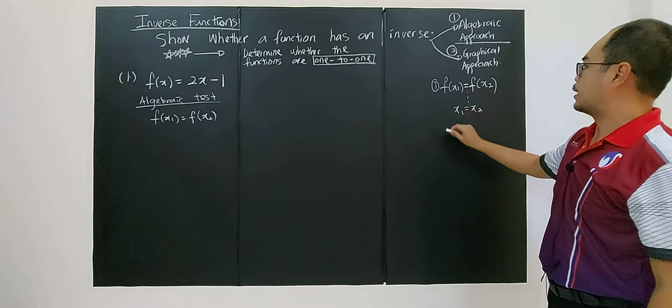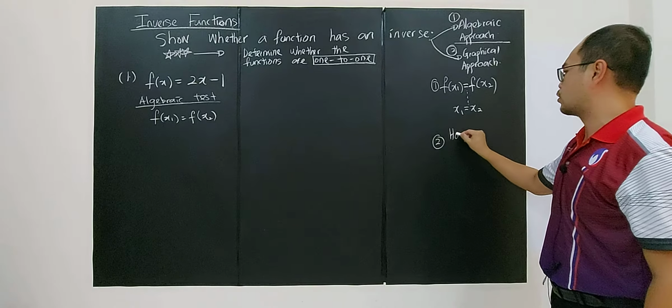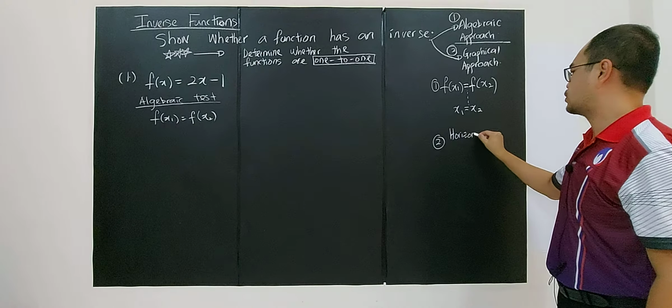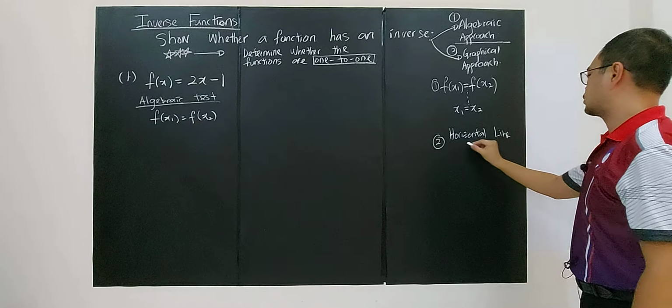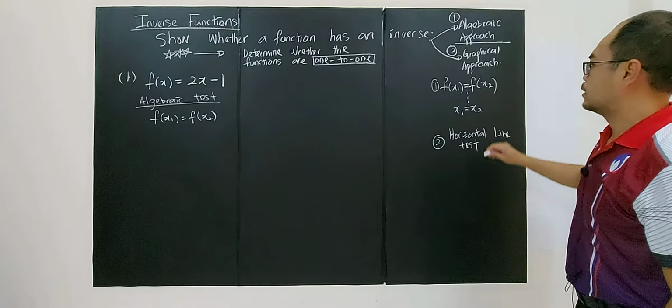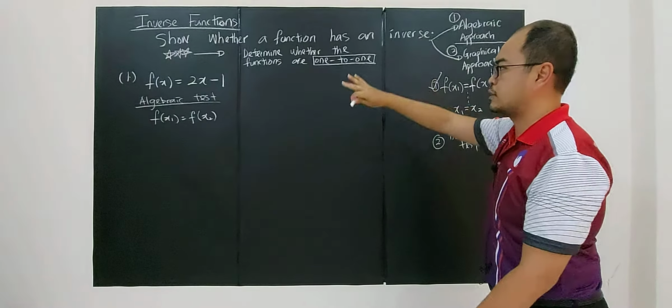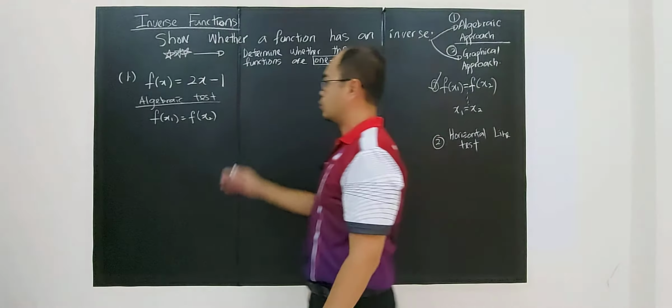For the graphical approach, we talk about the horizontal line test, which I will tell you about later. In this question, I'm going to do two approaches for you, algebraic and graphical. Okay, let's look at this.